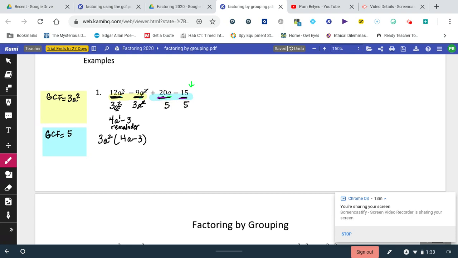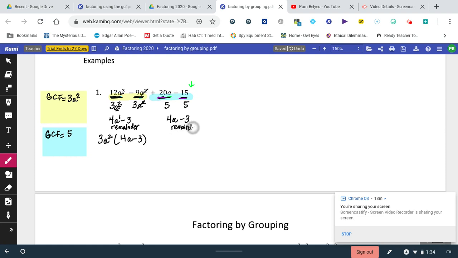Not worried about the block in yellow. Not doing that pair, I already did it. Just work on the block in blue. All right, so you end up with 4A when you do 20A divided by 5, and then negative 15 divided by 5 is negative 3. Okay, this is your remainder.